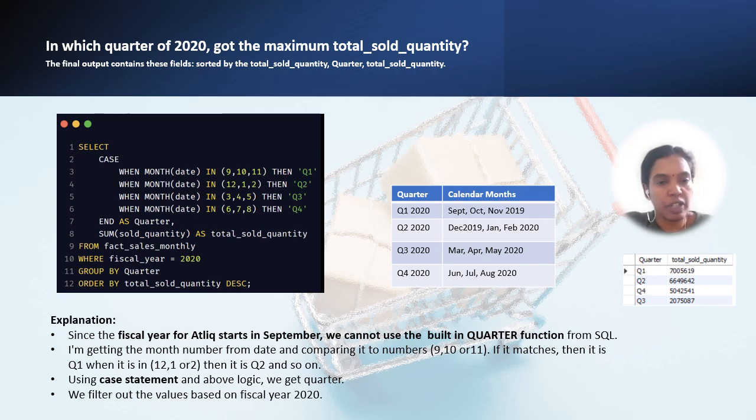In which quarter of 2020 got the maximum total sold quantity? One thing we need to note here is our Atliq exclusive company follows a different fiscal year, so we cannot use the default quarter function that is available in SQL. Hence, I have used a case statement to assign Q1, Q2, Q3, Q4 for the respective months.